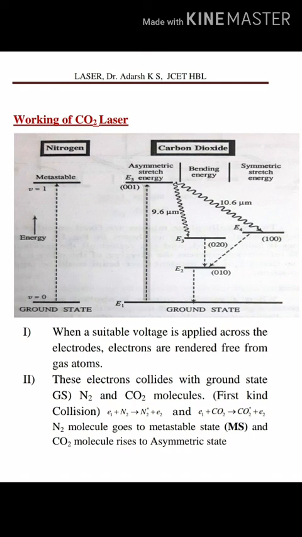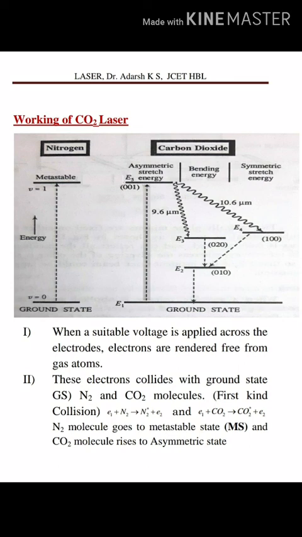Next one is working. So here we can see the energy level diagram. The carbon dioxide laser operates on a four-level operation: three levels from the carbon dioxide molecule and one from the nitrogen molecule. The carbon dioxide molecule exhibits the asymmetric stretching mode, symmetric stretching mode and the bending mode. But the nitrogen molecule, if it absorbs energy, always goes to a metastable state.